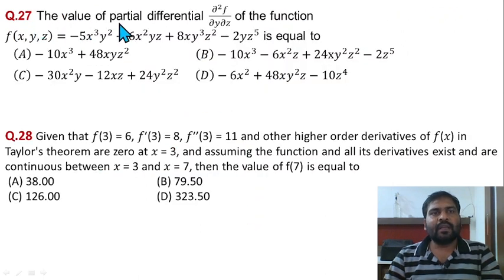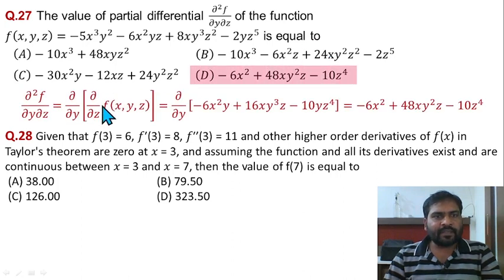Question 27. The value of the partial differential del 2f by del y del z of this function is equal to. First, take the partial derivative with respect to z of this function. Then, after that, take the partial derivative with respect to y. The first z and then y. And the answer is going to be option D, minus 6x square plus 48xy square z minus 10z raised to power 4.